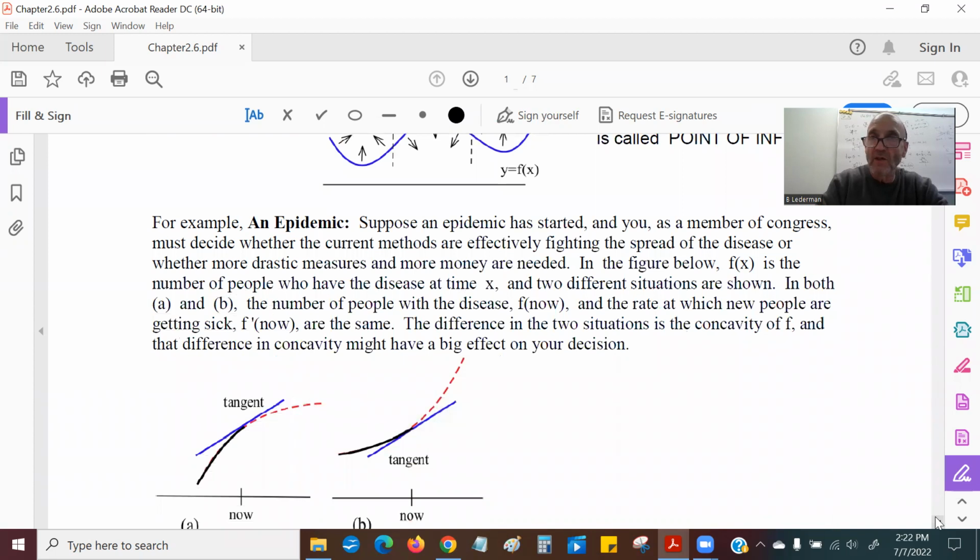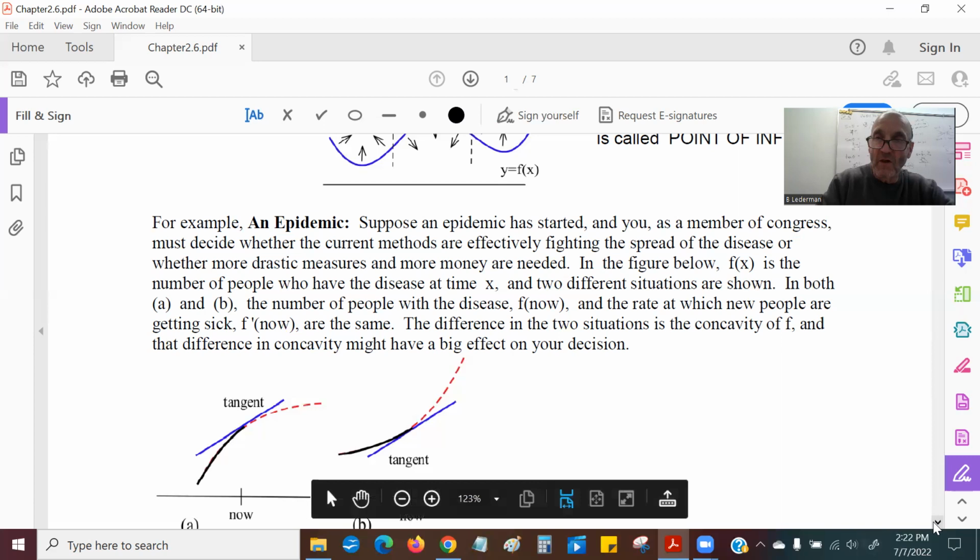Let's see, an epidemic has started, and you as a member of Congress must decide whether the current methods are effectively fighting the spread of the disease or whether more drastic measures or more money are needed. In the figure below, f of x is the number of people who have the disease at time x, and two different situations are shown in both A and B: the number of people with the disease, and the rate at which new people are getting sick, which is f prime. So f of now is the number of people with the disease now, and f prime of now is the rate at which they're getting sick. The difference in the two situations is the concavity of f, and the difference in concavity might have a big effect on your decision.